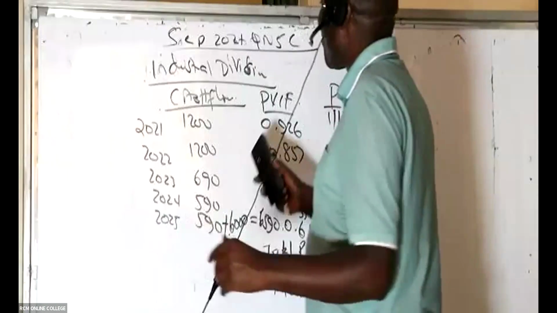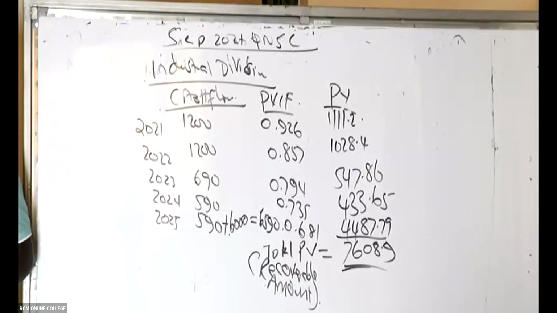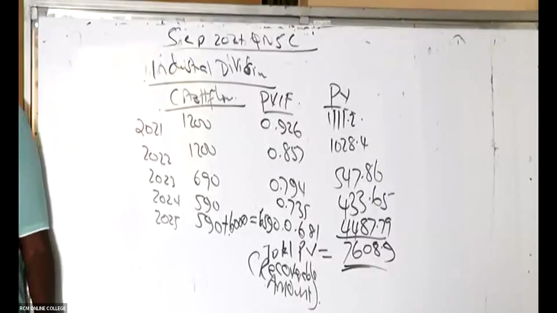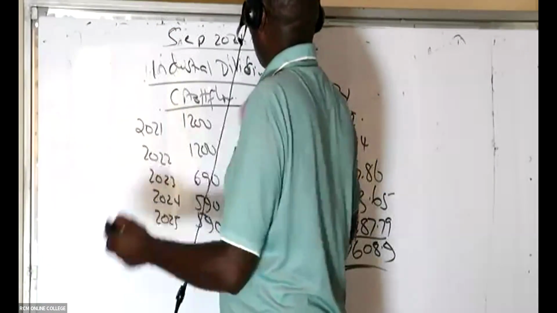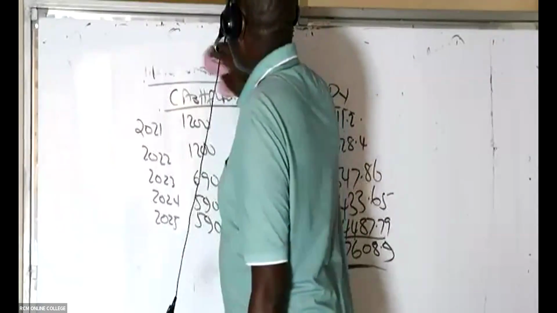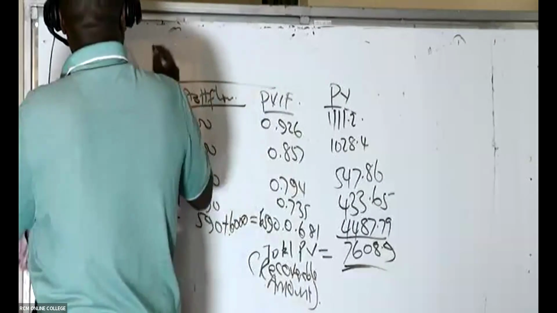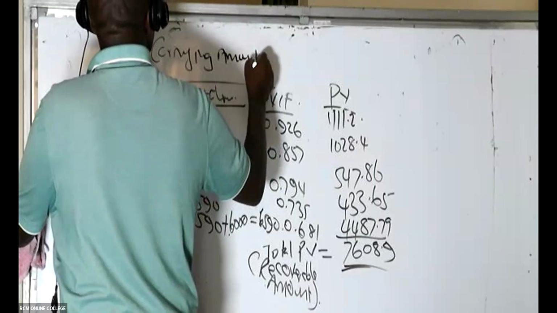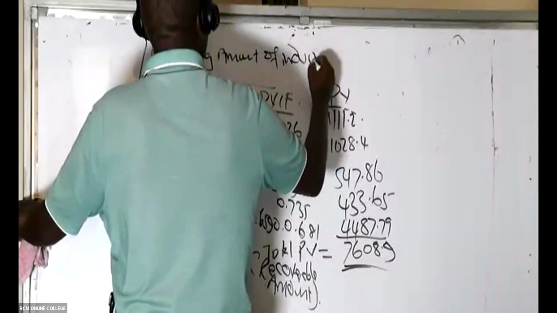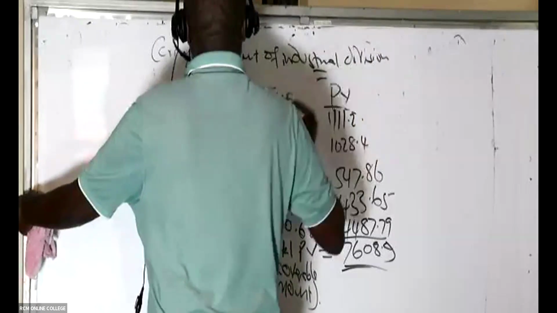Now, please give me the carrying amount of the industrial division. This also beat many students. When I go to mark exams, I normally like marking AFR because I see many things. Like in this semester, very few students were able to give us the carrying amount of the industrial division.